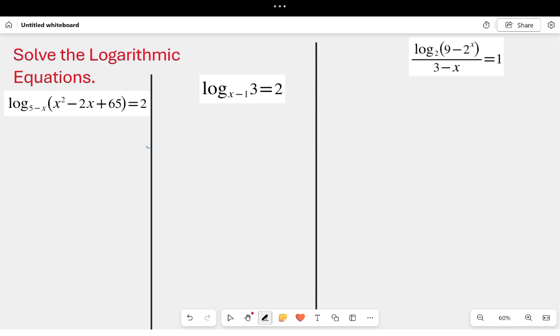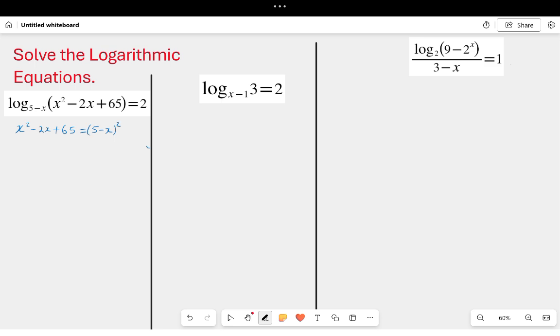So we are solving the first question here. Now to change it to index form by getting rid of the logarithm, the first step is going to be x squared minus 2x plus 65 is equals to 5 minus x squared.